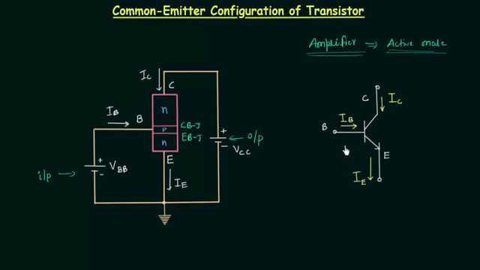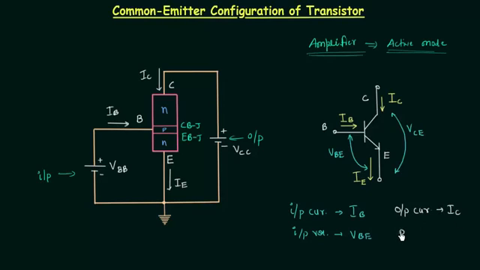In case of common emitter configuration, the input current is IB and the input voltage is VBE. The output current is IC and the output voltage is VCE. This is what we have in common emitter configuration. I will quickly write this down. The input current is IB, the input voltage is VBE, the output current is IC, and the output voltage is VCE.